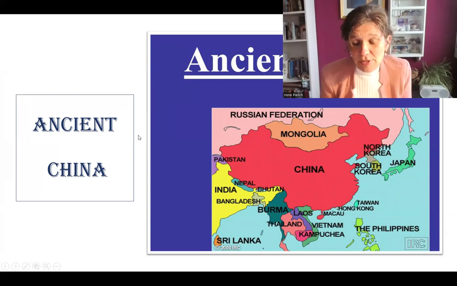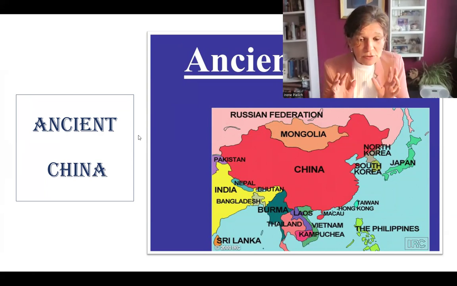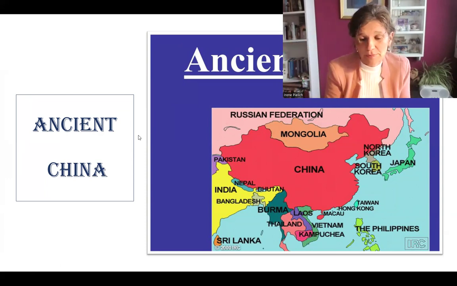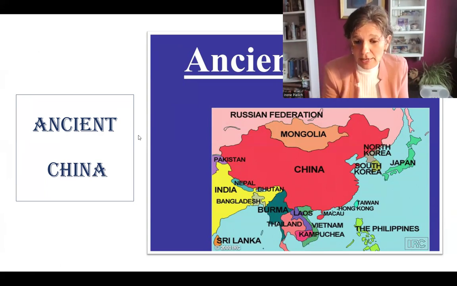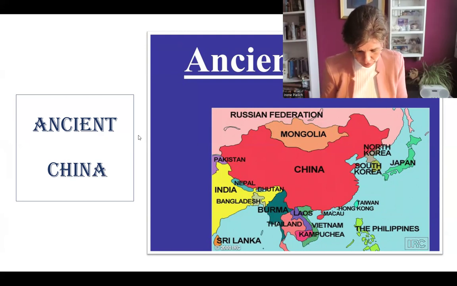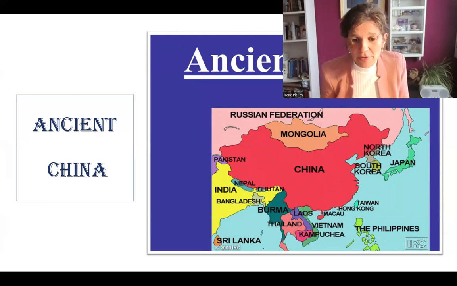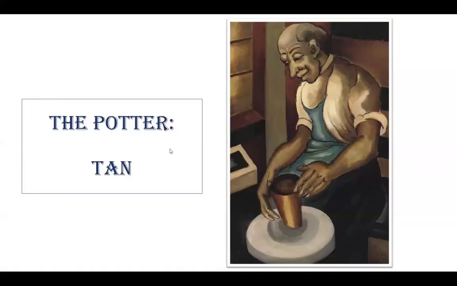Well, Tan was a potter. He worked with clay, and he made pottery on his own. He lived in a small hut, and next to his hut there was a stream of flowing water. And the stream had a very good bank of clay, very rich, good clay. He could dig out the clay and make his own pottery. So here you have the picture of Tan. Look at his works. There you see Tan.